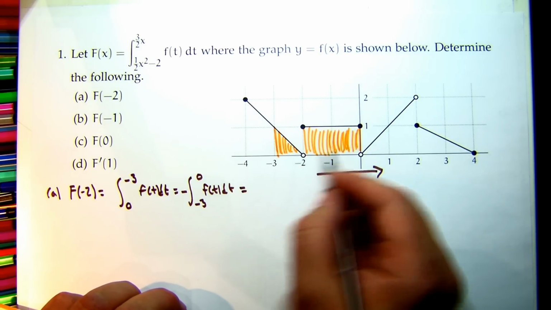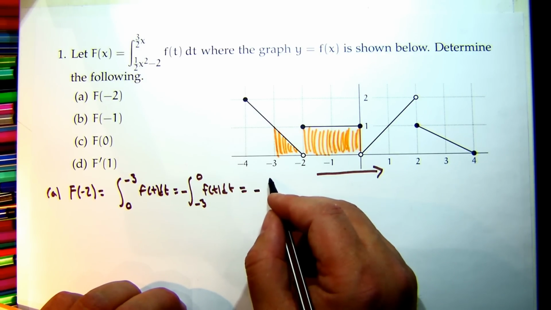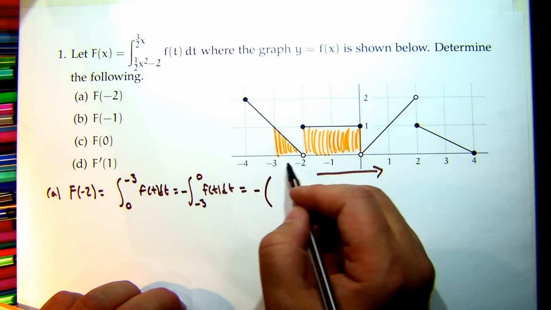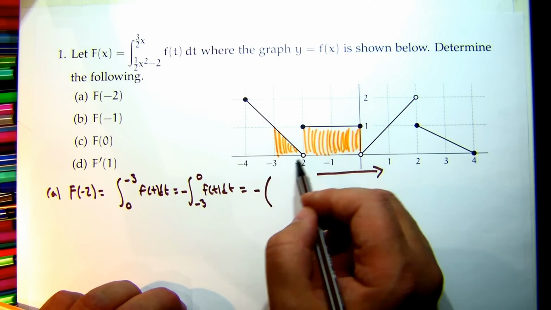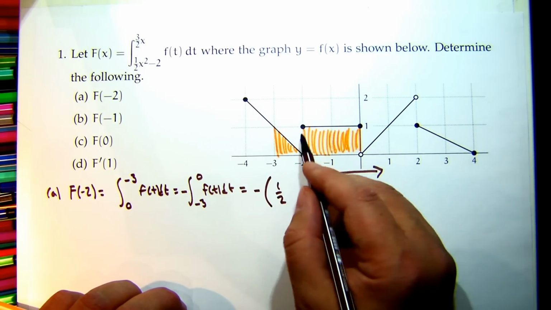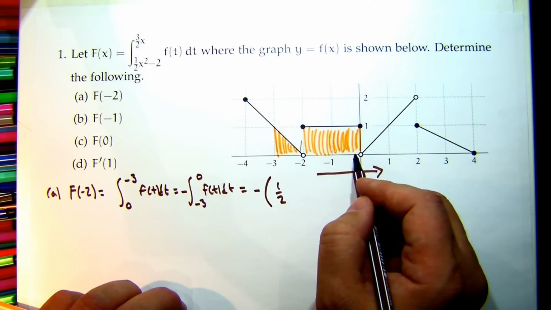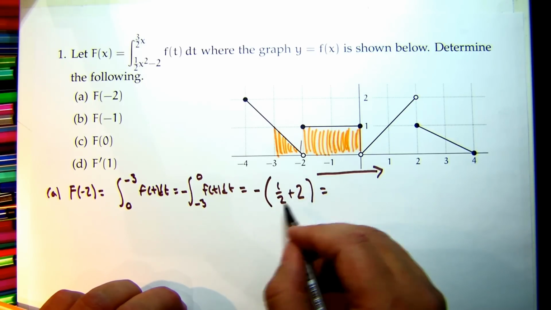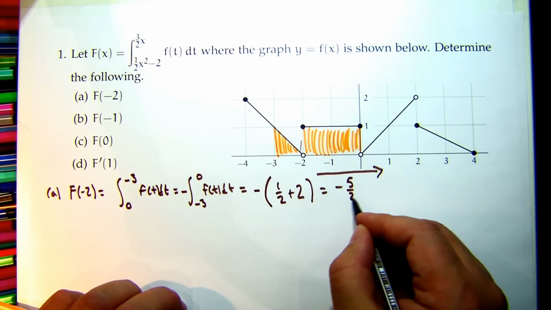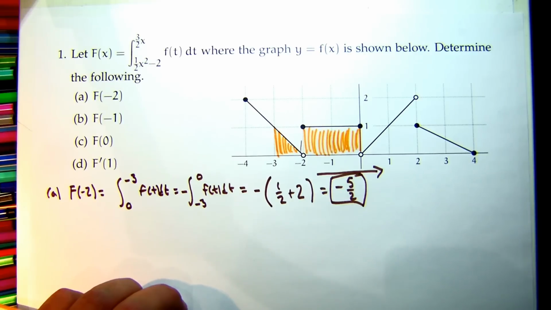In this case, the areas are positive because I'm above the axis. So negative area of the triangle is a half because it's half a box here. Area of the rectangle, 2 because it's 2 full boxes worth. So negative a half plus 2 are -5 halves. All right, so that's part A. Then we go to part B.